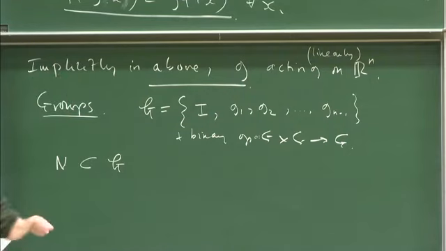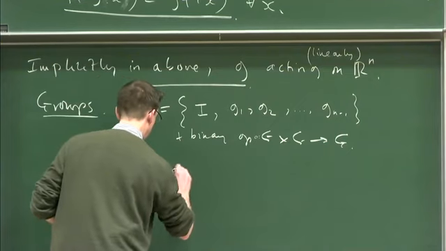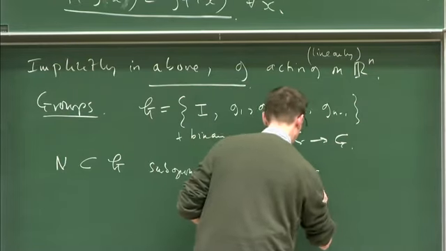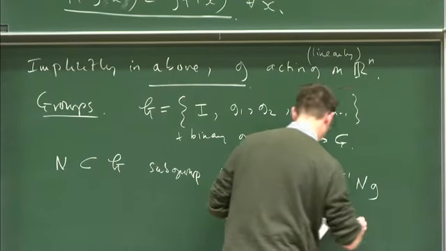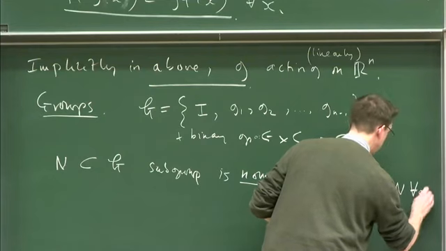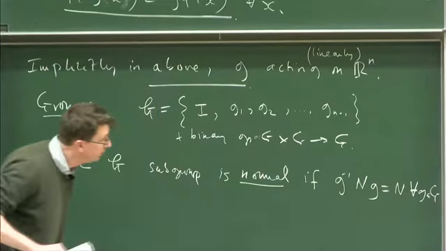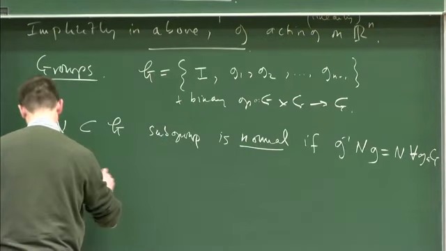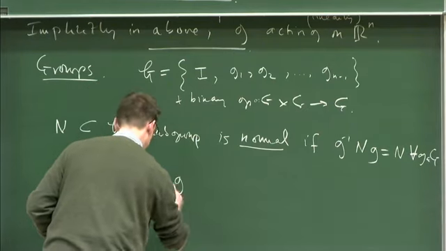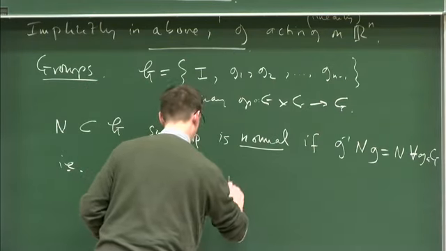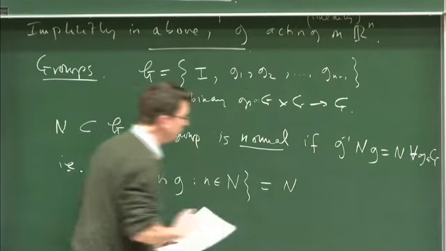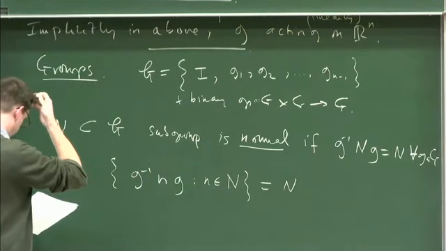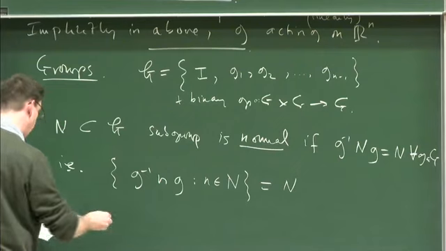A subgroup N in G is normal if g inverse N g is equal to N for all little g in big G. Okay, so this is a kind of set-wise notation. I mean the collection of elements g inverse little n g for all n in N is equal as a set to capital N. Okay, it's some rearrangement of it.